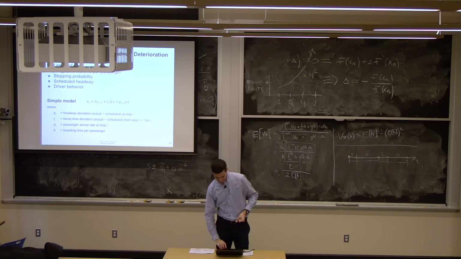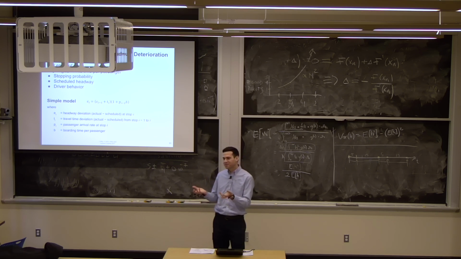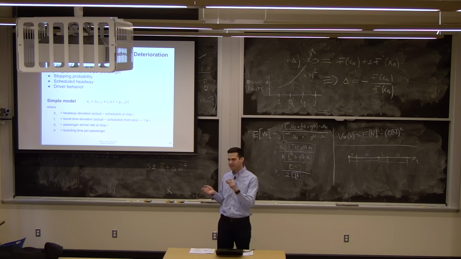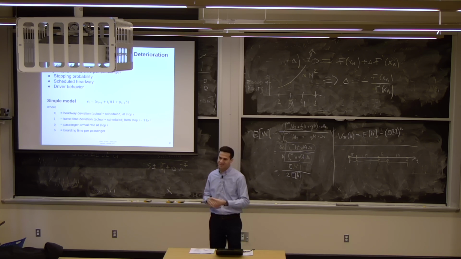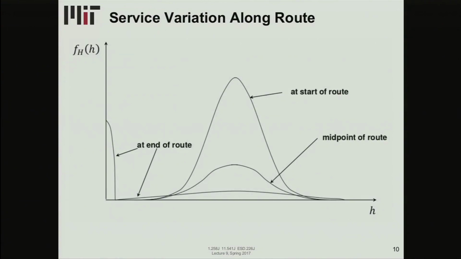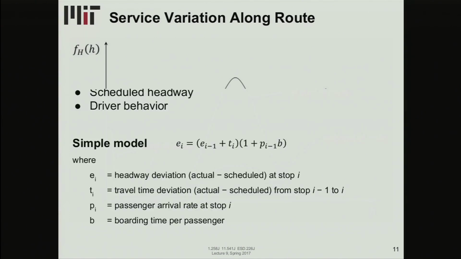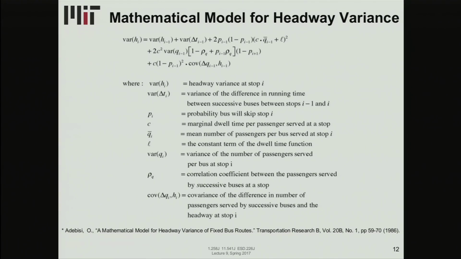So at the beginning, the deviation will be 0? Hopefully. It depends on your control policy. If you depart your terminal and your driver didn't show up on time and left a minute late from the even headway, then you start out with a 1 minute deviation. So hopefully that is 0 at the beginning, and then due to the effect that we described here, it starts deteriorating. And this is a simple mathematical model to account for that. So it's a deterministic one. Here's a probabilistic one. The details of this formulation are in this paper.